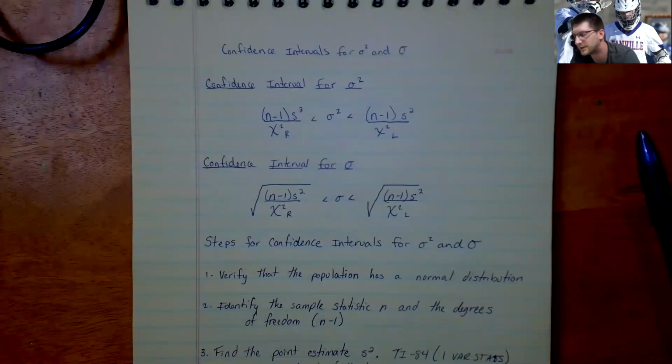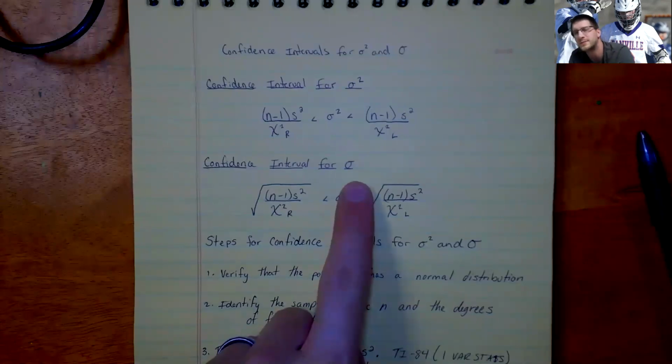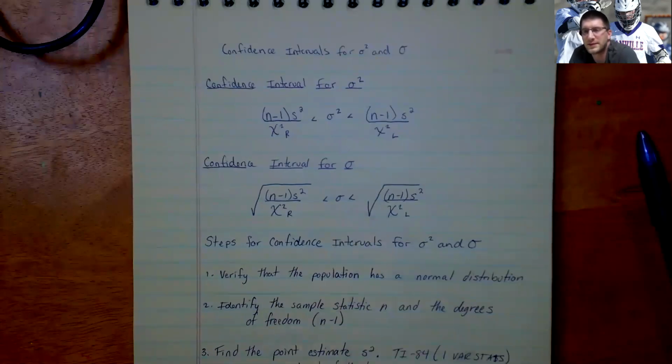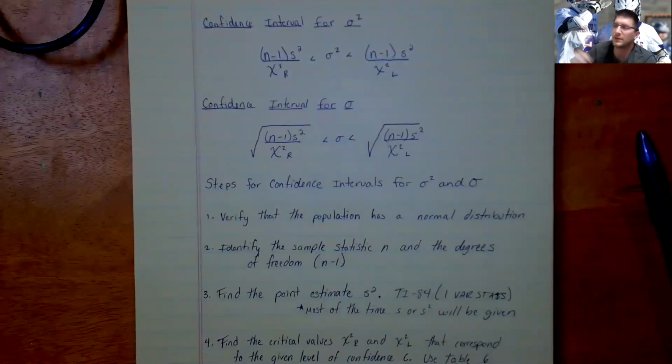In order to get to standard deviation, or just sigma, that interval is the exact same formula, except with the square root. Because remember, standard deviation is the square root of variance, or variance is the square of standard deviation. So if you take your answer from the variance interval and square root it, that will give you the standard deviation interval. Right, so, steps for going through this process.